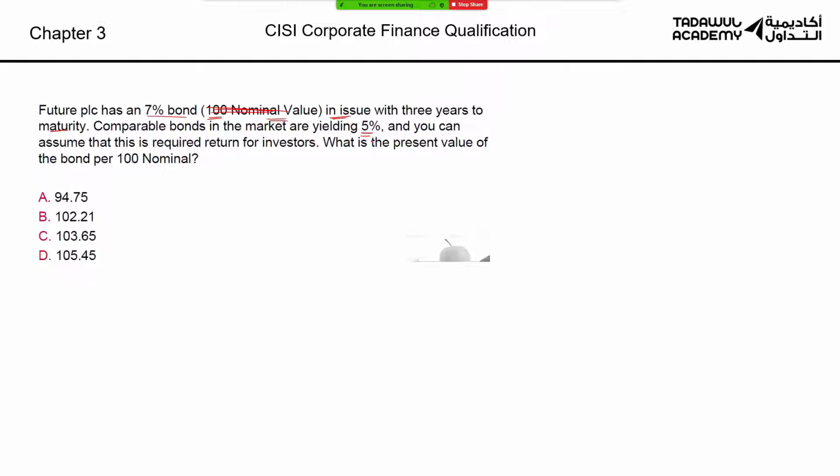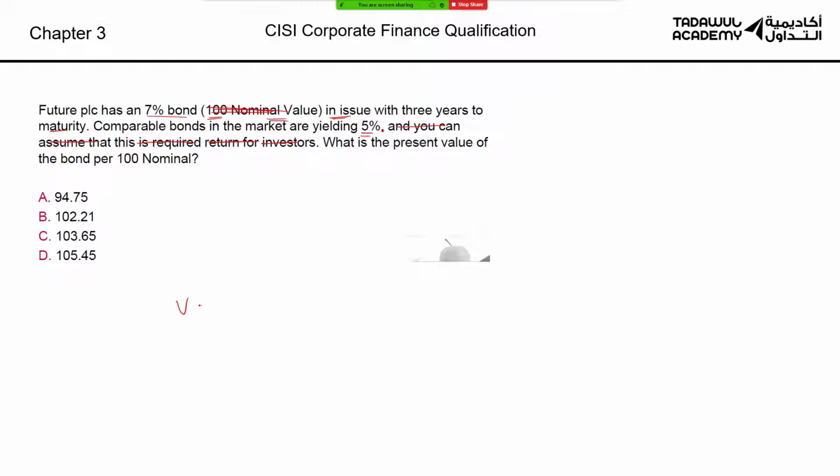So this is the yield to maturity. And you can assume that this is the required, well, it just told you that in the question. In the exam, they won't tell you that. In the exam, they'll just tell you that they're yielding 5%. This will not be given to you in the exam. This is something that you should assume. What is the present value of the bond per 100 nominal?